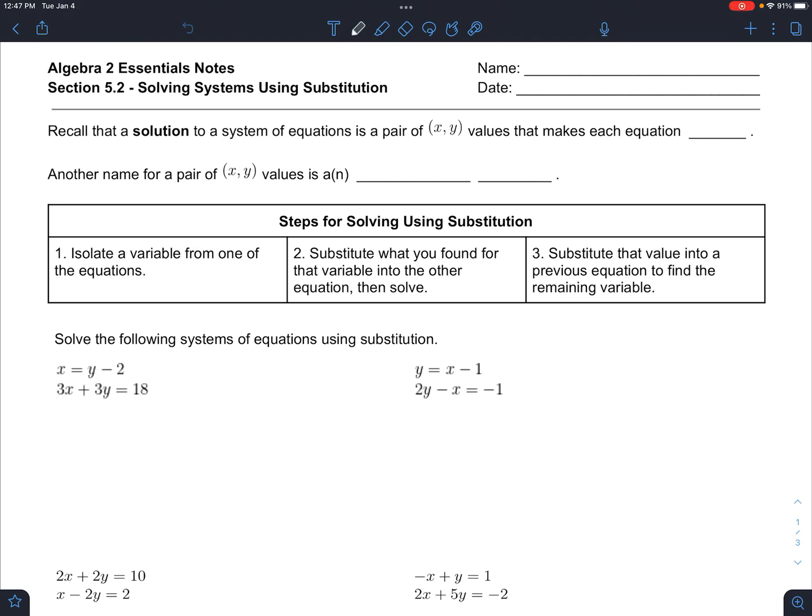All right, so a solution is a pair of points that makes each equation true, which is what I just said. So another name for a pair of those points is also called an ordered pair. Ordered meaning that it's x first and then y.